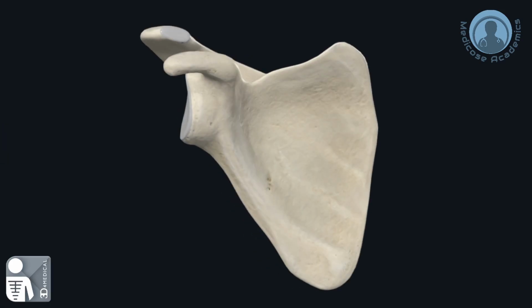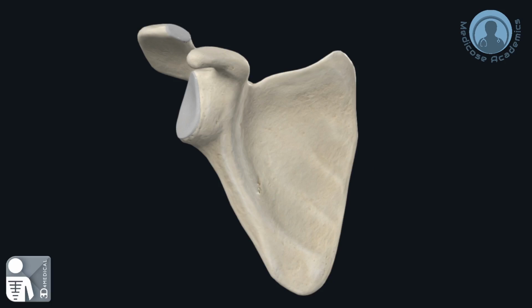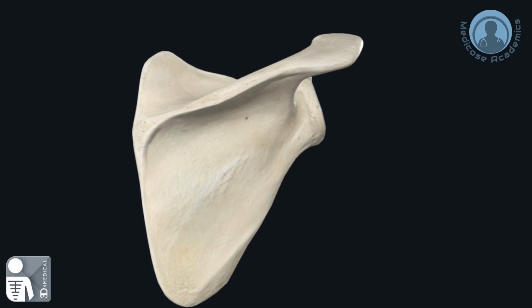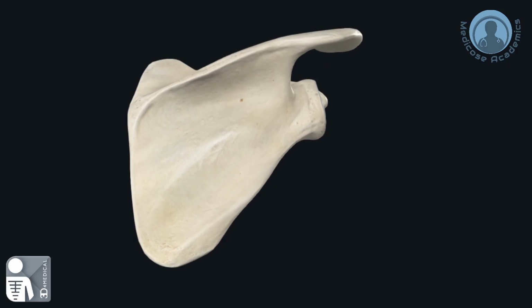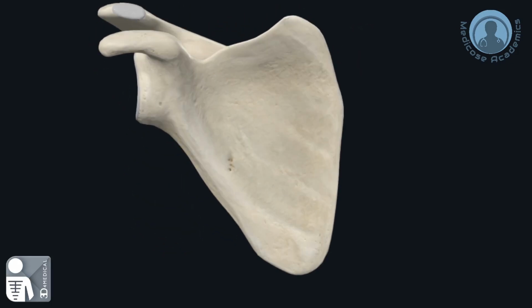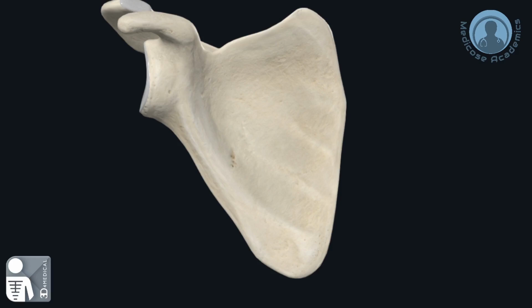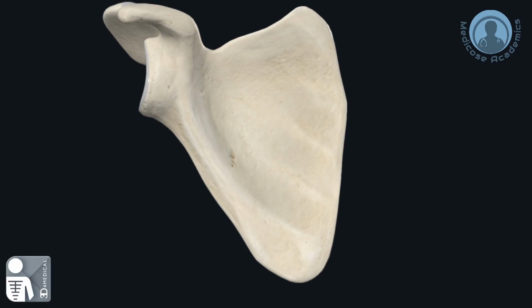So to summarize, we had two surfaces: the ventral concave surface with ridges, or costal surface, and the dorsal convex surface with the spine of the scapula dividing it into supraspinous and infraspinous fossae. We had three borders: the medial border, the lateral border, the thick one, and the superior border with the suprascapular notch on this part. This is the suprascapular notch, and there is the superior angle, inferior angle, and lateral angle thickened as the glenoid cavity.